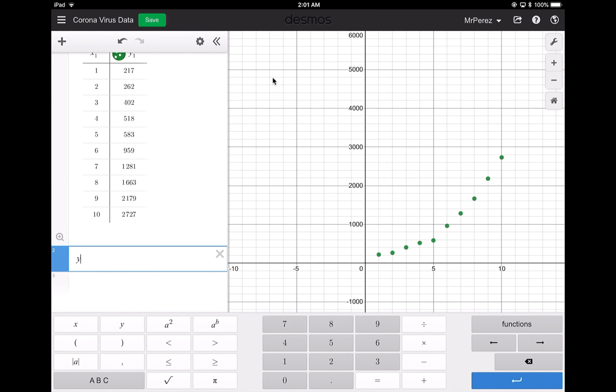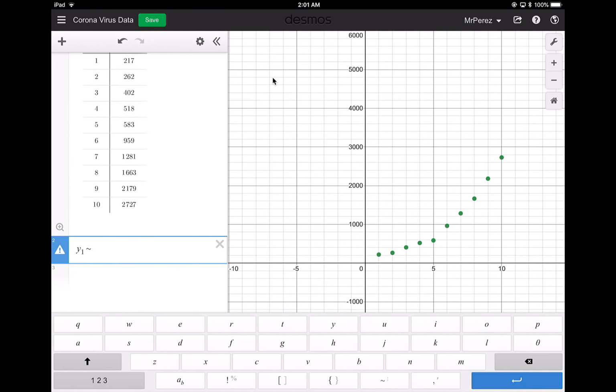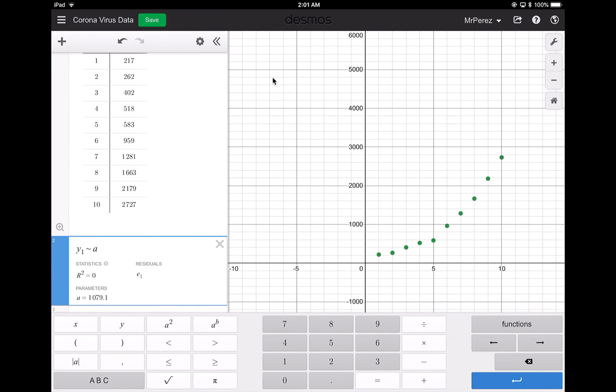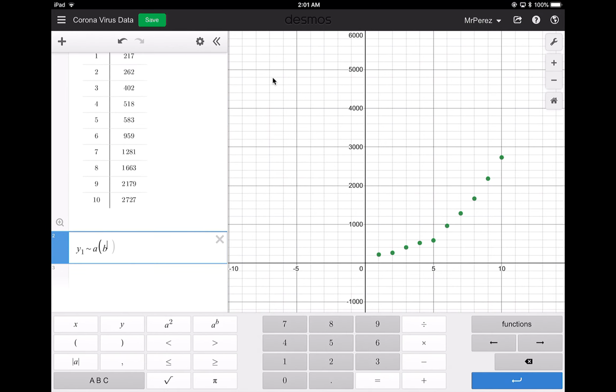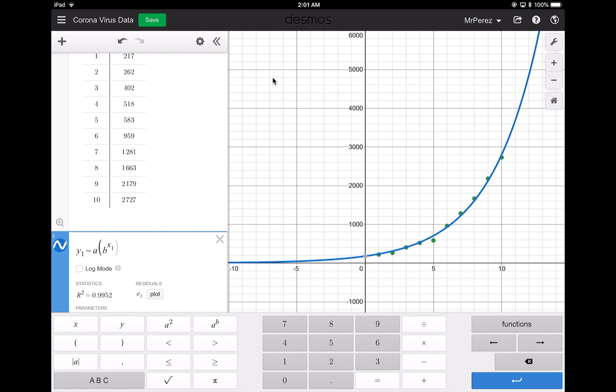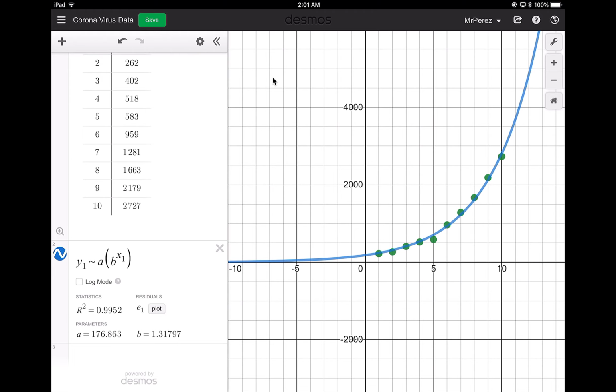So y sub 1 is congruent to a, parentheses, b to the x sub 1 power. So there it is. Now I'll make this predictor mode. Notice that I have my equation now. I know what a is equal to. I can see it right here, and I know what b is equal to. So let me type that in here.